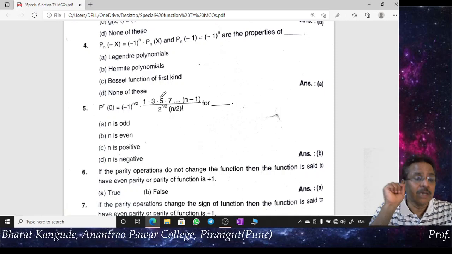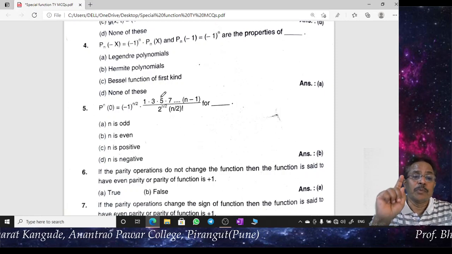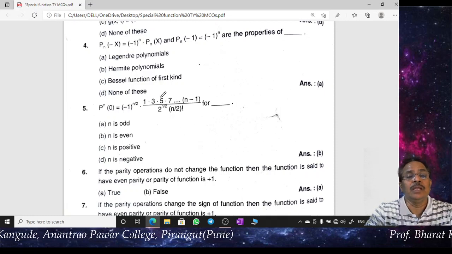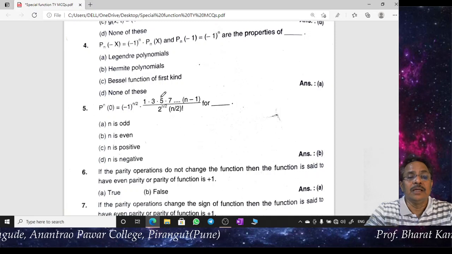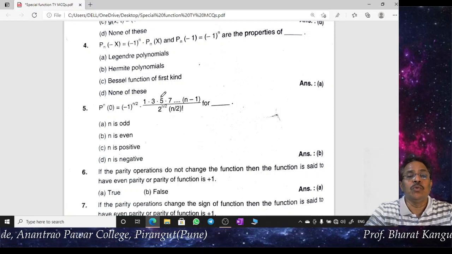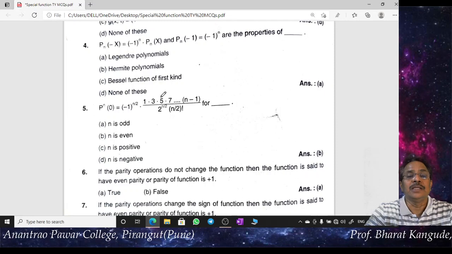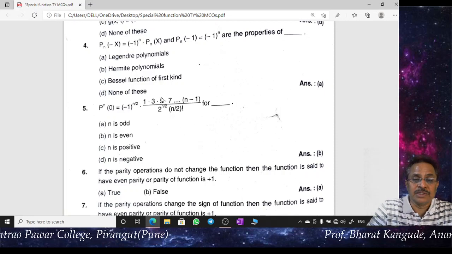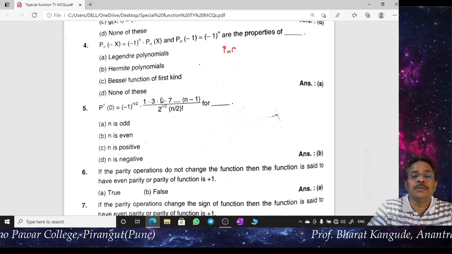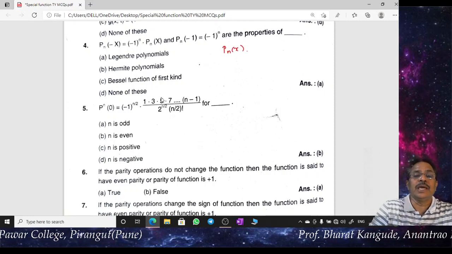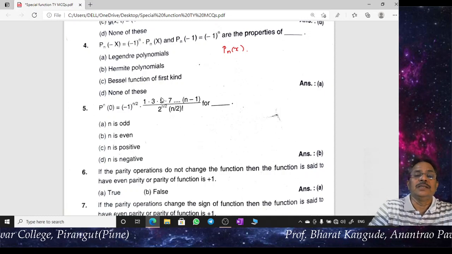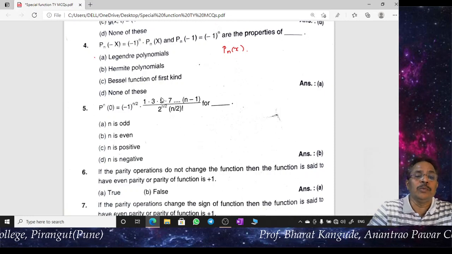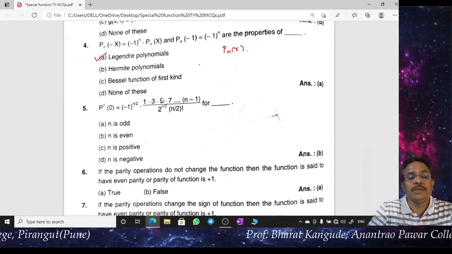generating function. Question number 4, this is a property: Pn of minus x is equal to minus 1 raised to n Pn of x, and Pn of minus 1 is equal to minus 1 raised to n. These are the properties of, as we have already seen, the Legendre polynomials. This is a convention, Legendre polynomials are defined by this symbol Pn of x, where n is the order, and therefore the property mentioned here is the property of the Legendre polynomial, which we have already discussed.